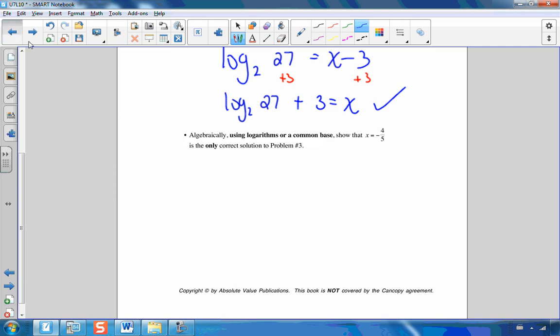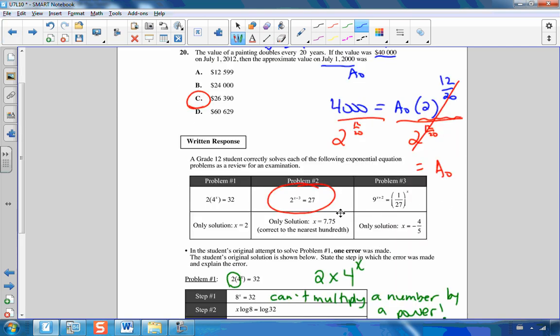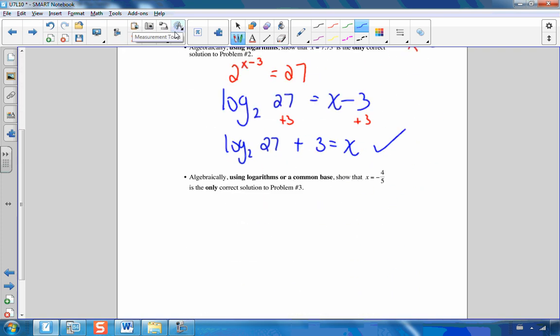Perfect. Okay, algebraically using common logarithms or a common base, show that x equals negative 4/5 is the only correct solution to problem 3. So problem number 3 was this one here. So let's go back over here. I have 9 to the x plus 2 equals 1 over 27, all to the x. I'm not going to use logs because then I'm going to have to take the log of both sides, bring the exponent down, and that's quite a process. So I'm going to use common base. I think that would be easier.